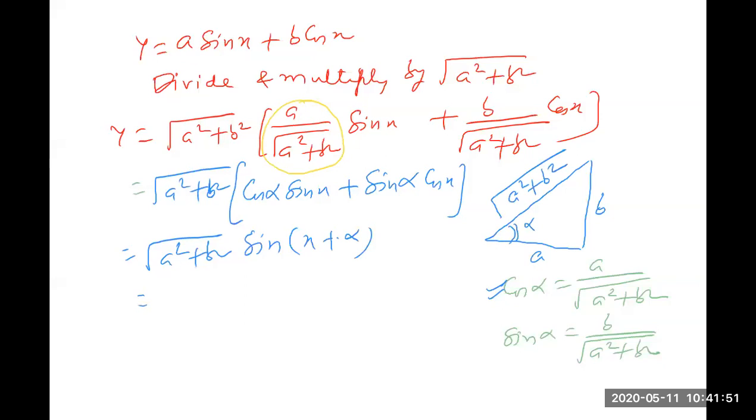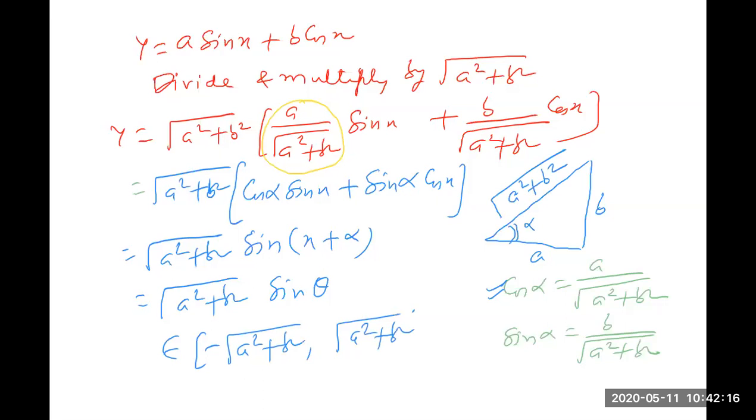This is nothing but under root a square plus b square sine of some angle theta. If you add two angles, x plus alpha, it will become some angle theta. So this is in the form of k sine theta, which belongs to minus under root a square plus b square to under root a square plus b square. K is some constant, so minus k to plus k. So the minimum value will be minus under root a square plus b square, and the maximum value will be under root a square plus b square.